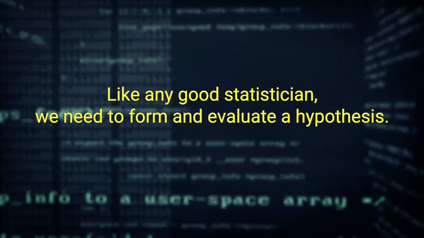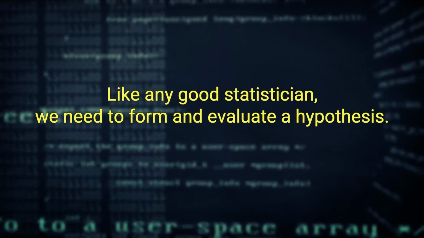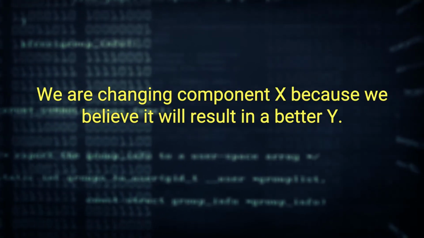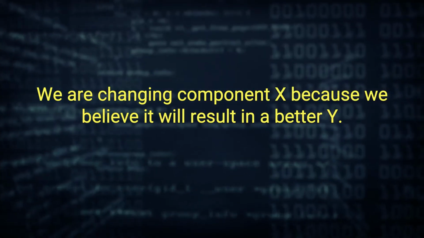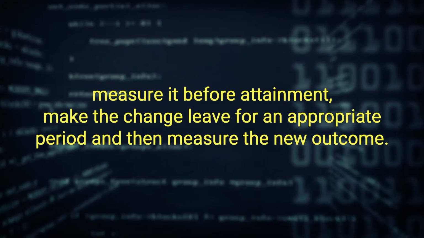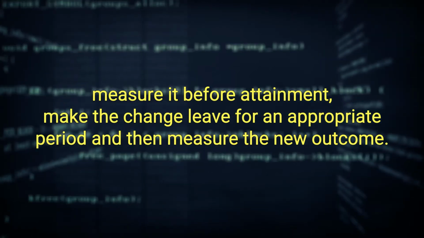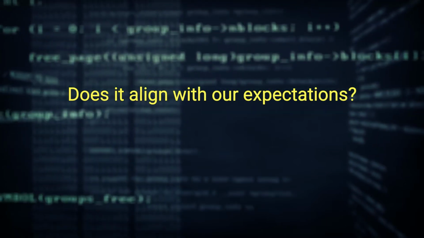Like any good statistician, we need to form and evaluate a hypothesis. We are changing component X because we believe it will result in a better Y. We need to test this hypothesis. Measure before attainment, make the change, leave for an appropriate period, and then measure the new outcome. Does it align with our expectations? Yes? Good. But we don't stop there. We need to progress to step 3.